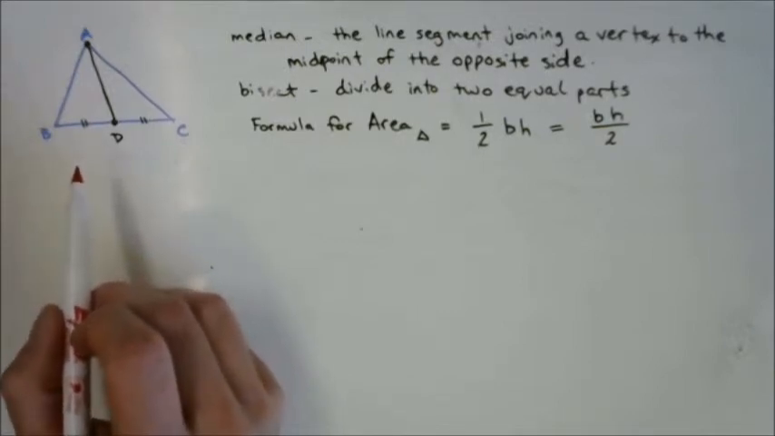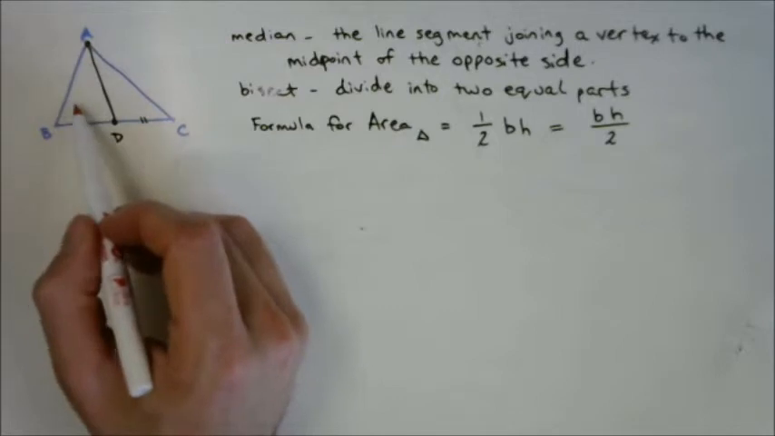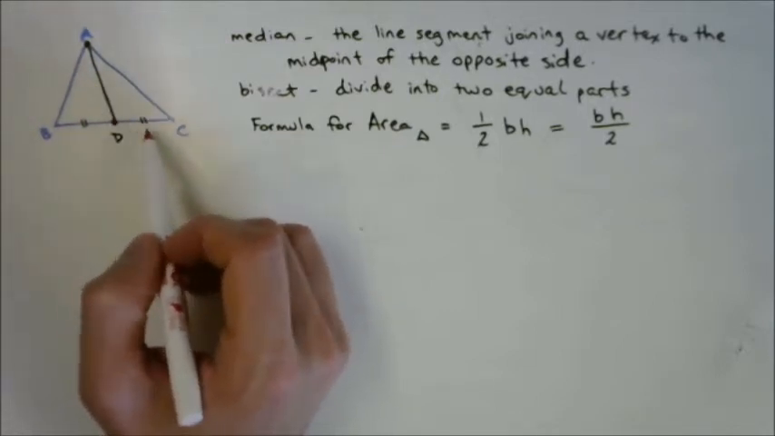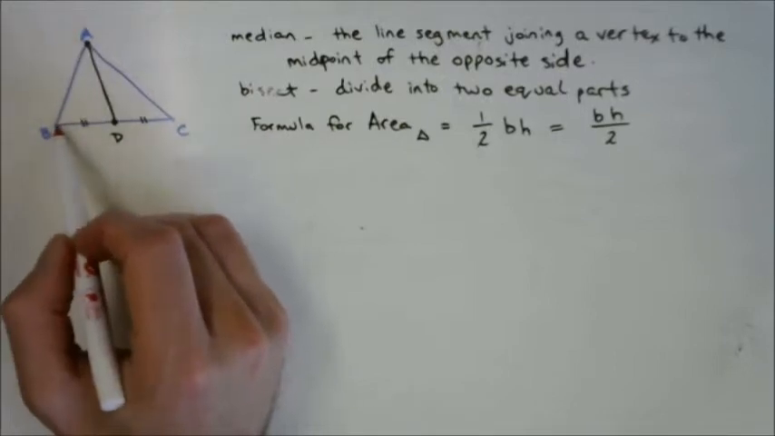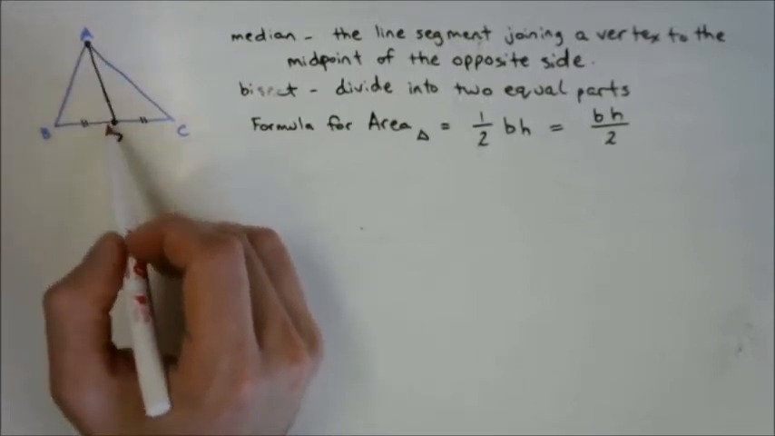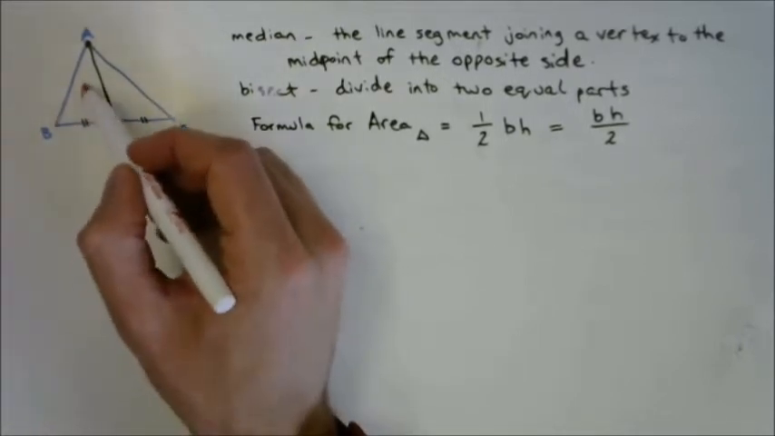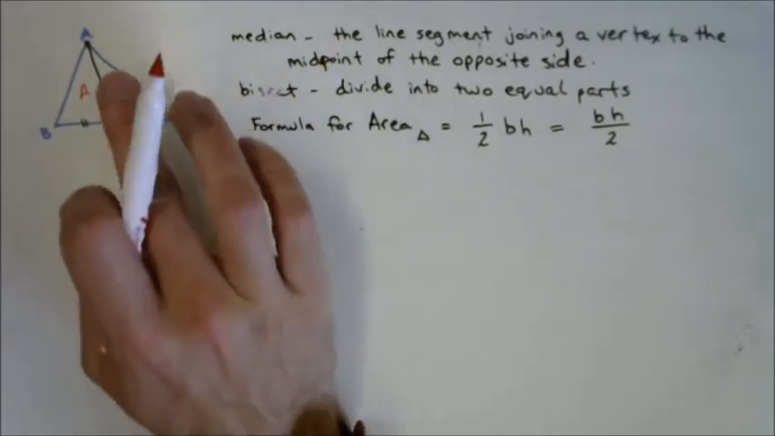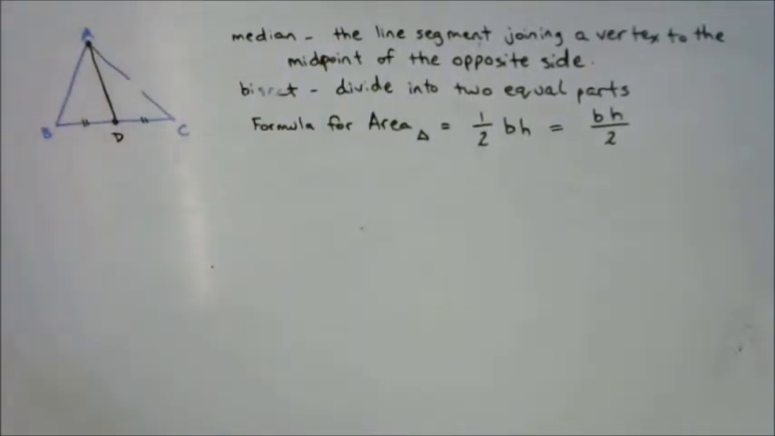In order to show that this median actually bisected the area, that means we're going to try to show that the area of ABD is equal to the area of ADC. Does that make sense? We're just showing that the area here is going to be equal to the area here. Sure. So in order to do that, I need to get the area of both triangles.